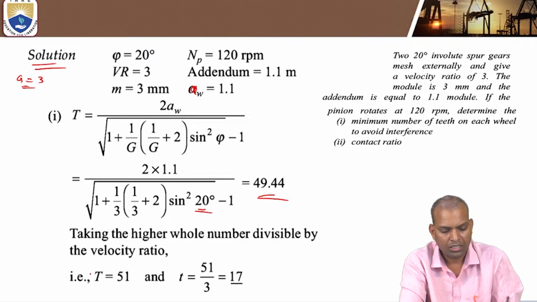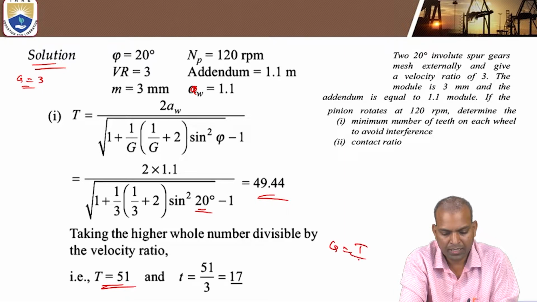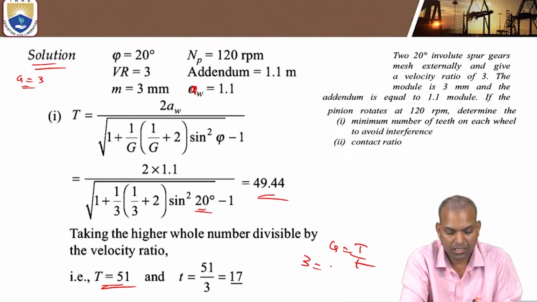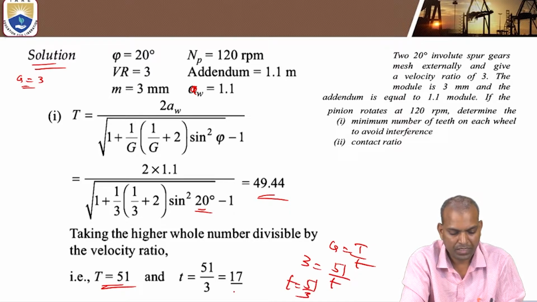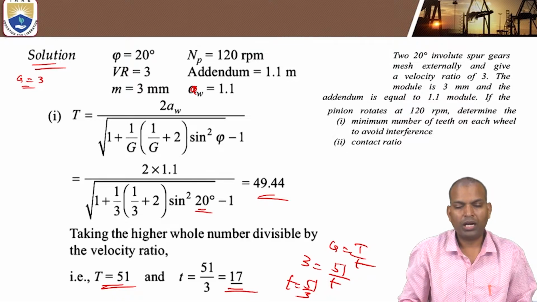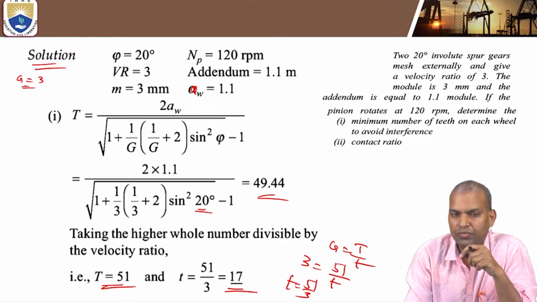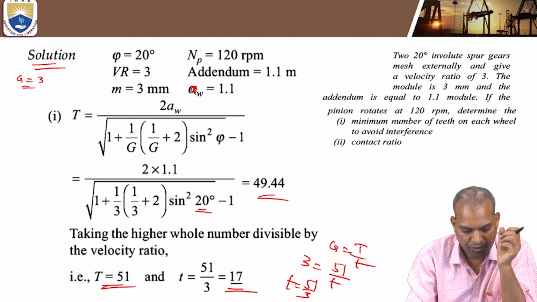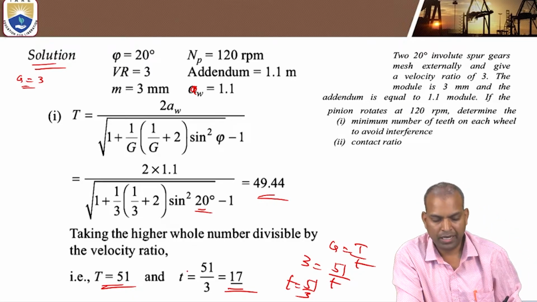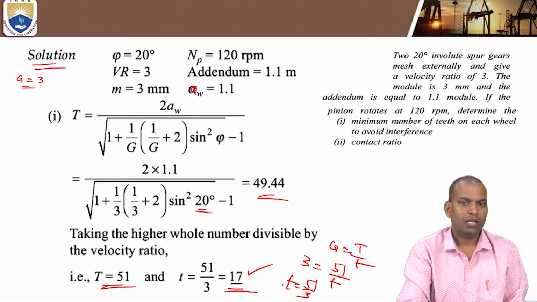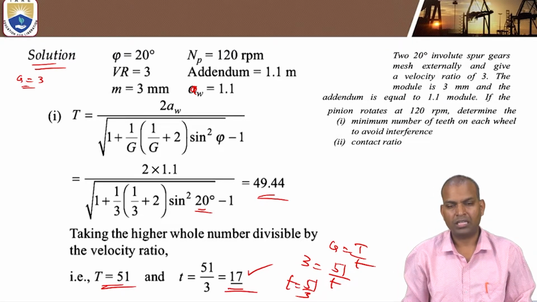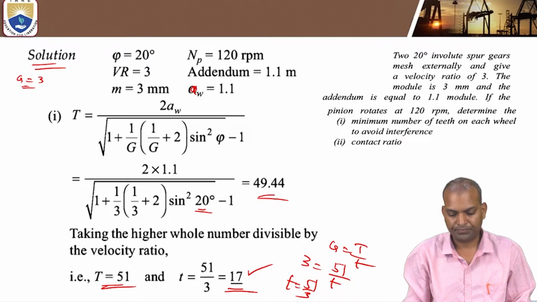Next, so capital T equal to 51. Then gear ratio G equal to capital T by small t. G is 3, capital T is 51 by small t. So small t equal to 51 by 3, that is 17. So in order to avoid interference, the minimum number of teeth on each wheel should be, on the larger gear wheel 51 and the pinion should have 17 teeth, in order to attain the gear ratio of 3. That is the condition.